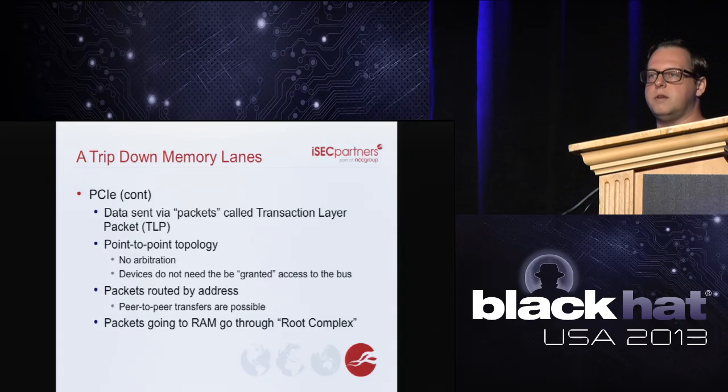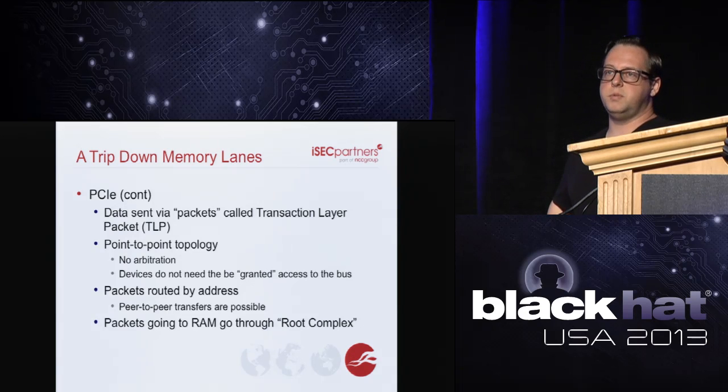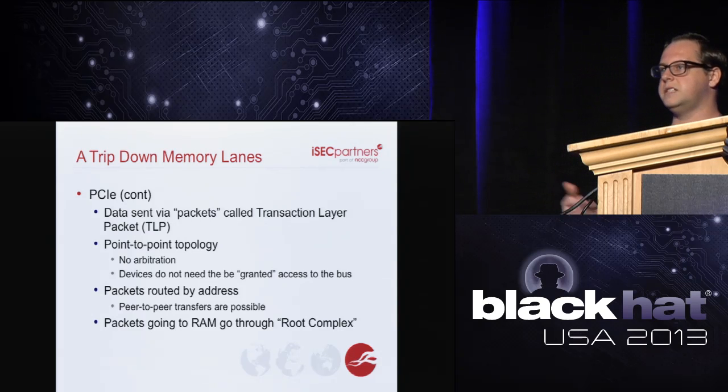And packets are routed by address. This is sounding a lot like TCP/IP, but this is memory address. So what will happen is packets will travel through the PCI Express fabric, and based on their address, they will get routed to the correct device. Peer-to-peer communication is also possible because of this. We give an address of the device that we want to talk to. It'll travel through and get to it. Any memory addresses that are RAM-based are going through the root complex.